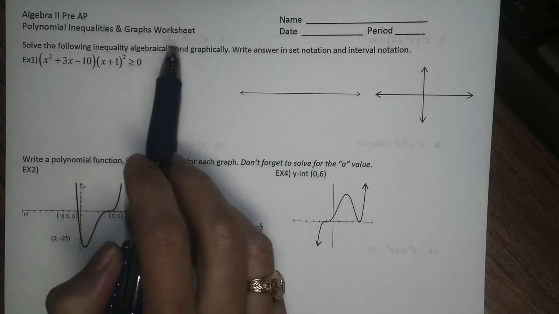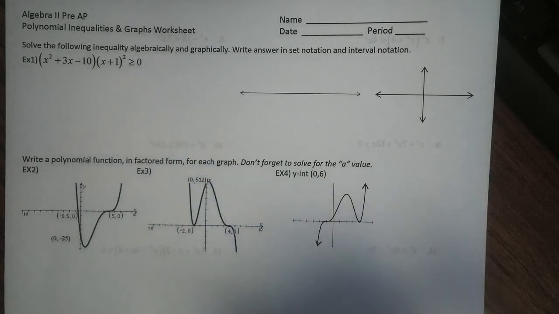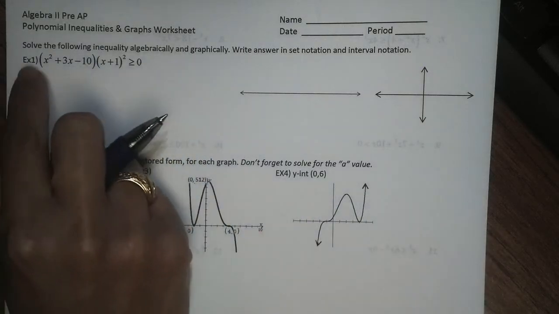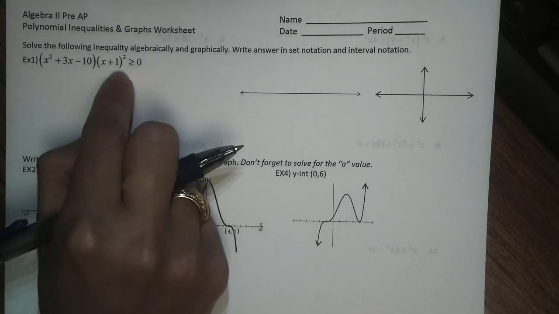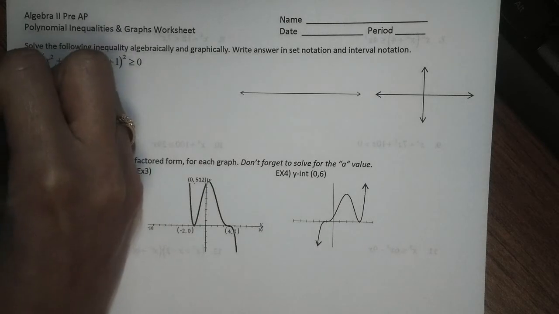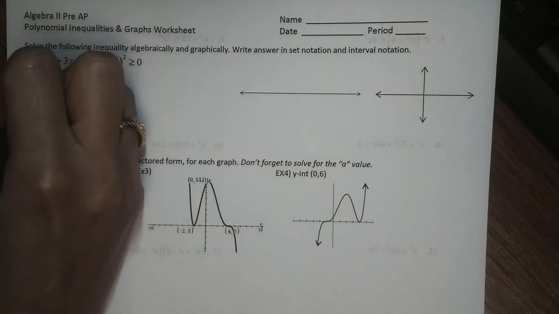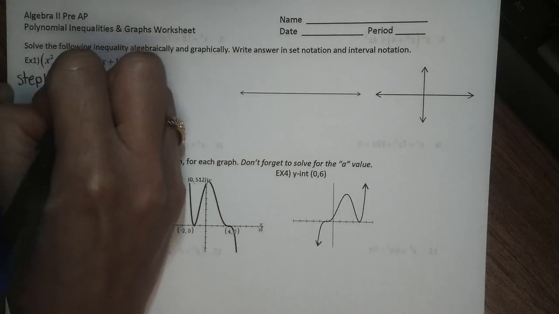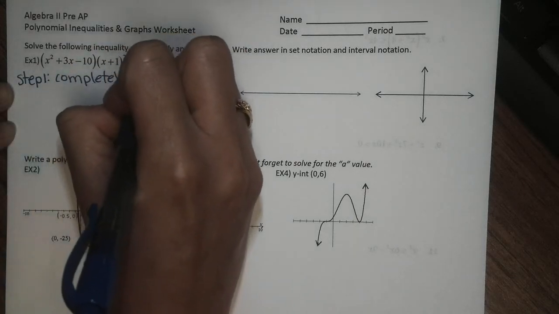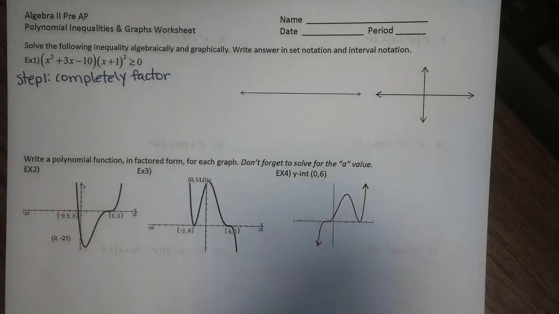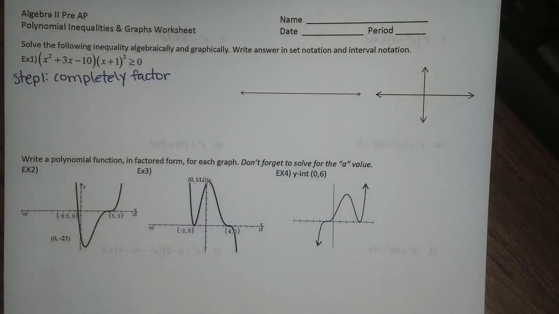Actually, no matter which way you solve the inequality, here's step one. Step one is that your polynomial needs to be completely factored. So step one: completely factor. So start with that. So example 1.